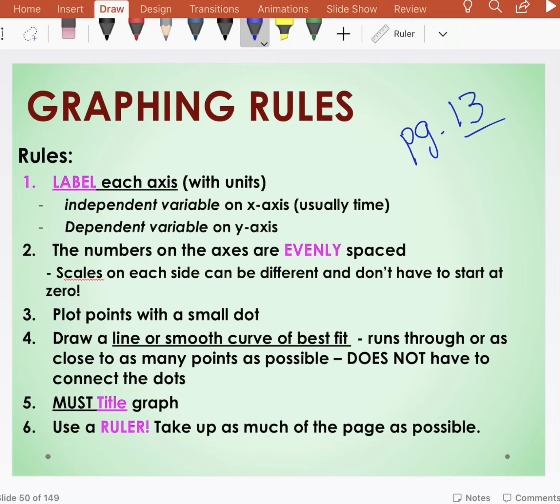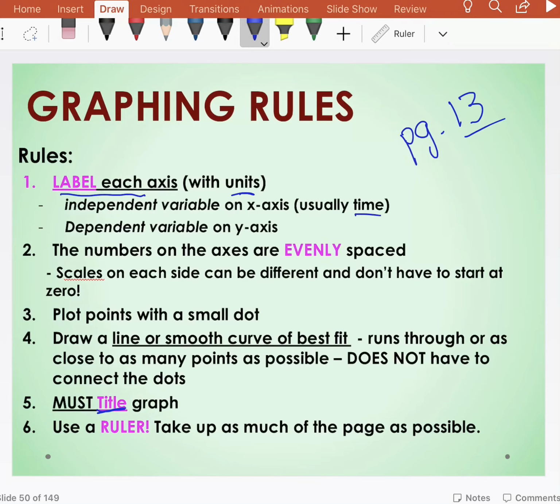So first off, when you're graphing, you should always need to kind of set your graph up. Even before you look at any of the data, you need to have a title and you need to label your axes with units. So instead of just saying time, I need to say time and in seconds or minutes or whatever it is. So you label your x and y axis.